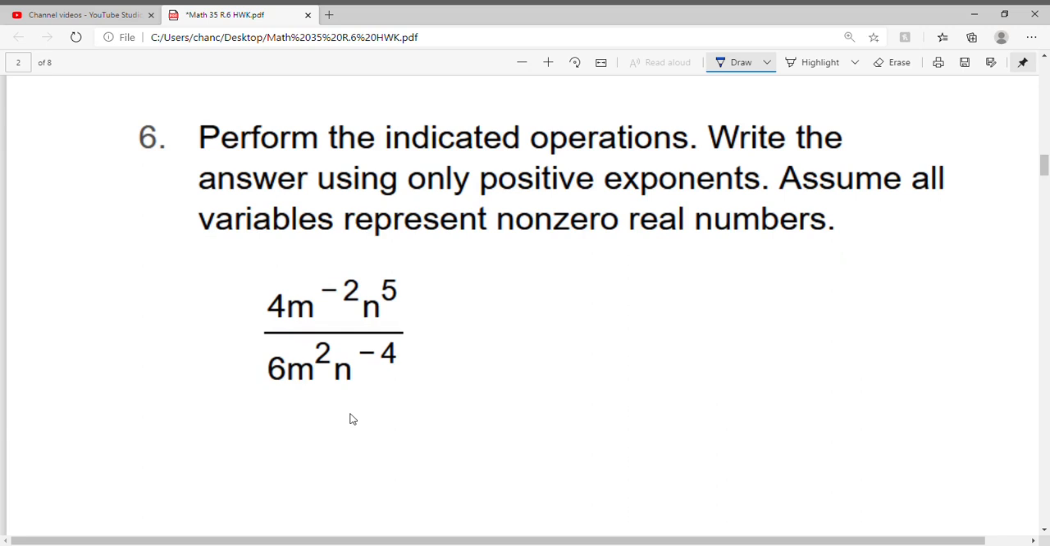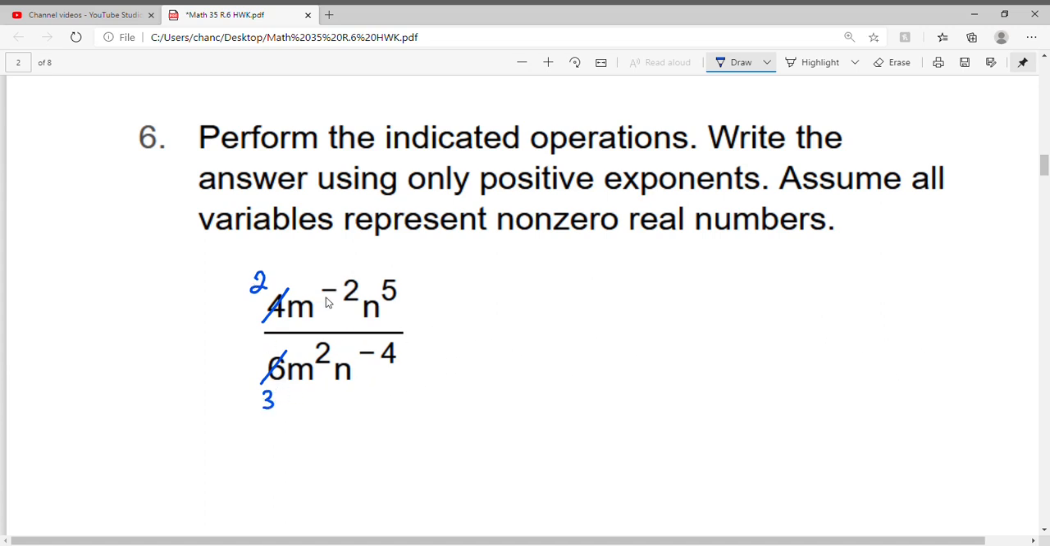Question 6. Let's perform the indicated operation. Write answers using only positive exponents. I'm going to start by dealing with the coefficients in front. We have the 4 and the 6. Let's reduce those both by 2. This gives me 2/3 in the front here.